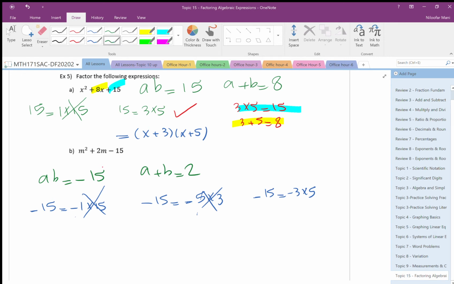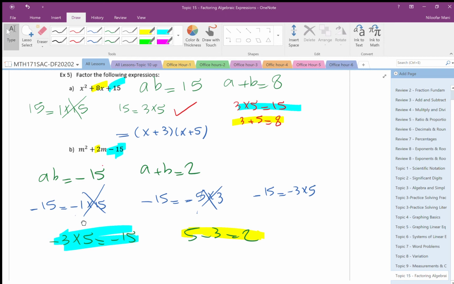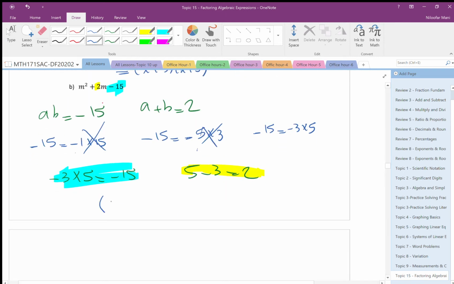So minus 3 multiplied by 5 is minus 15. 5 minus 3 is 2. So when I add, it's that. When I multiply, it's this. The reason you see 5 minus 3 instead of 5 plus 3 is because I have one negative, one positive. So in reality, I am adding them. So the answer is x minus 3 multiplied by x plus 5.